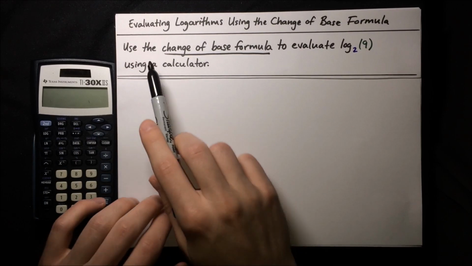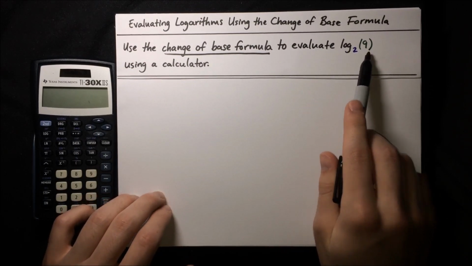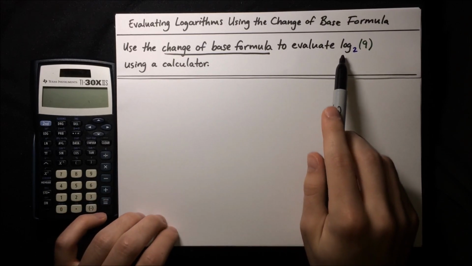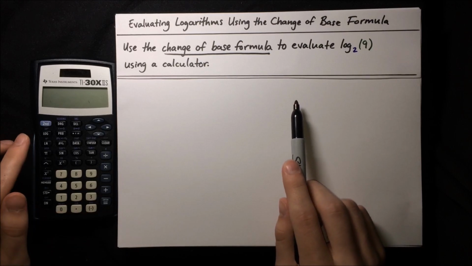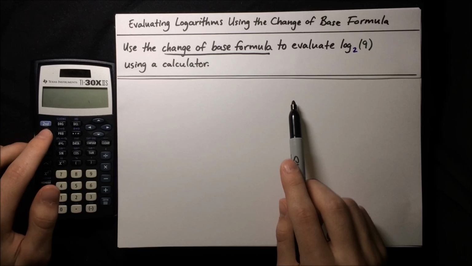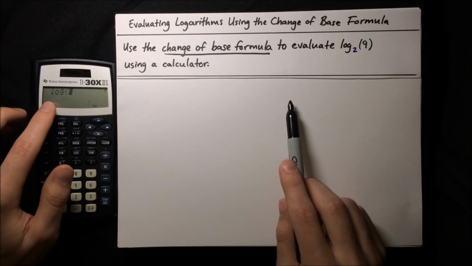Alright, here's an example. We want to use the change of base formula to evaluate log base 2 of 9 using a calculator. Why don't we start off by seeing if we can just type in log base 2 of 9 on our calculator? Is there any way to do that? Well, there's a log button. Let's press the log button. Log and then parentheses. Okay, so this doesn't seem to have a base.